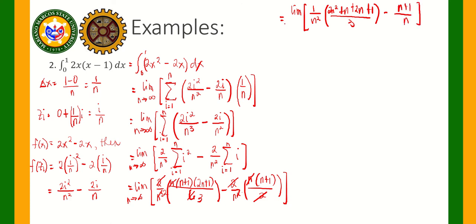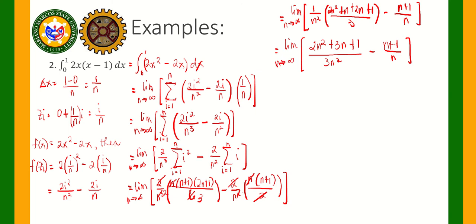Of course, n approaches infinity. So, simplify further natin. This will be equal to the limit of 2n squared, and then combine like terms, that is positive 3n plus 1 all over 3n squared. So, dinistribute ko na siya. And then minus (n plus 1) all over n. Of course, limit of this function as n approaches infinity.